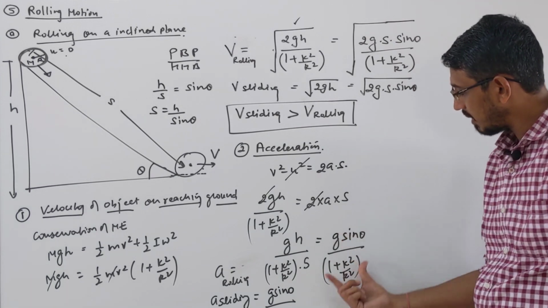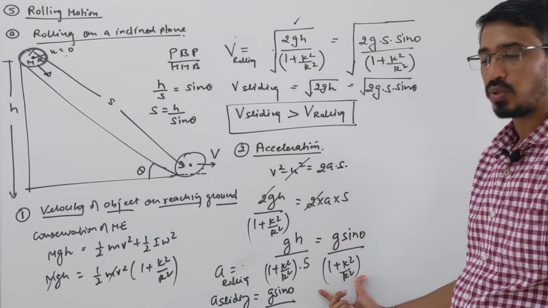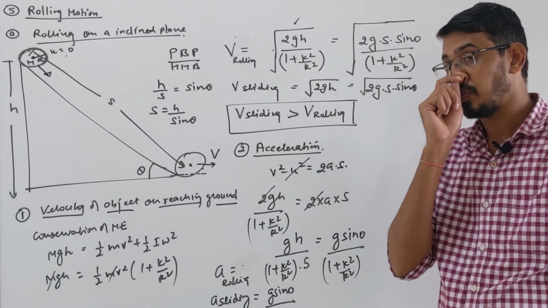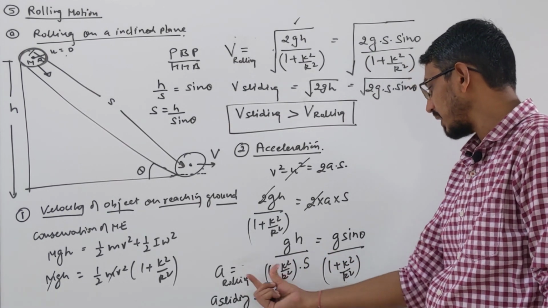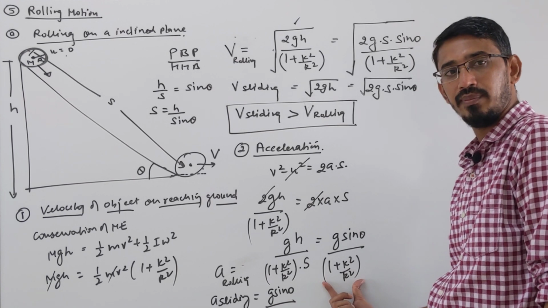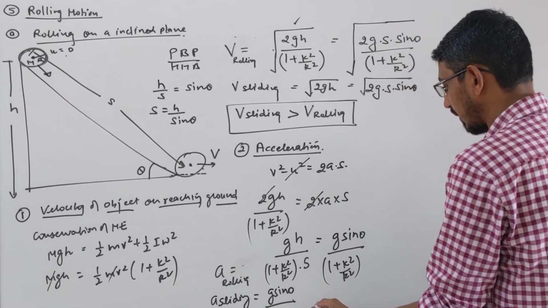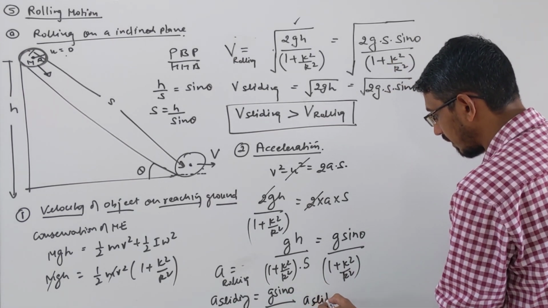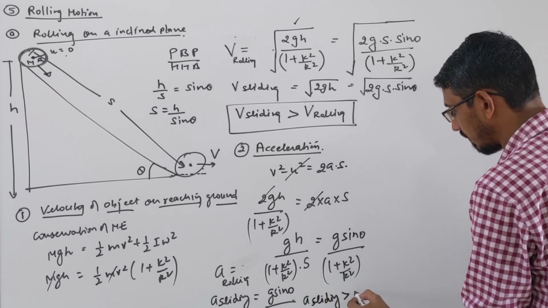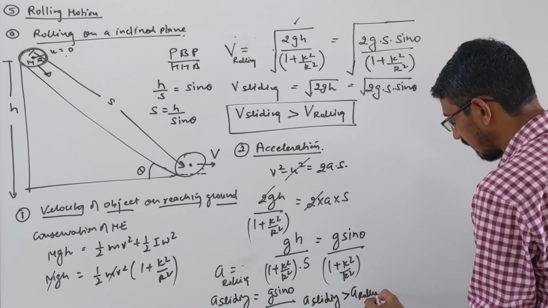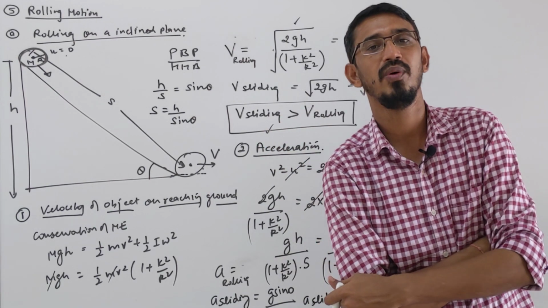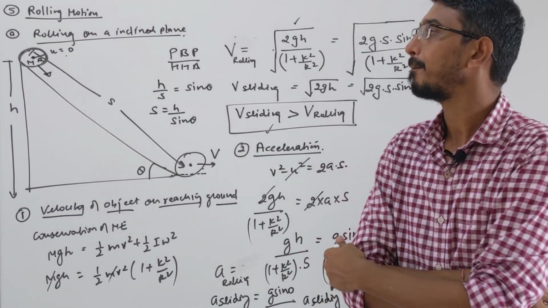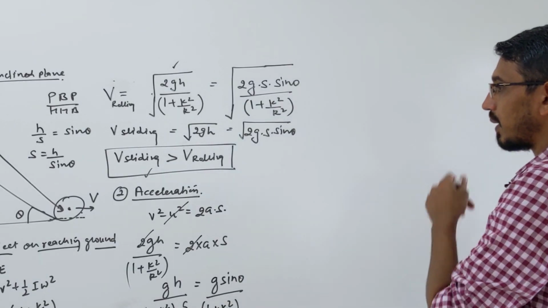Here it is g sin theta divided by the term 1 plus k square by r square. Again you see which acceleration is more, in case of rolling or in case of sliding. In case of sliding it is g sin theta, but in case of rolling it is g sin theta divided by a term more than one. So you can write that acceleration in case of sliding is more than acceleration in case of rolling. The same relation we got for velocity also. Velocity and acceleration are more in case of sliding.